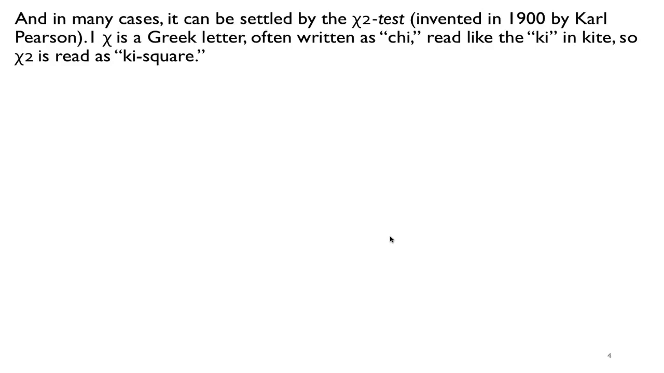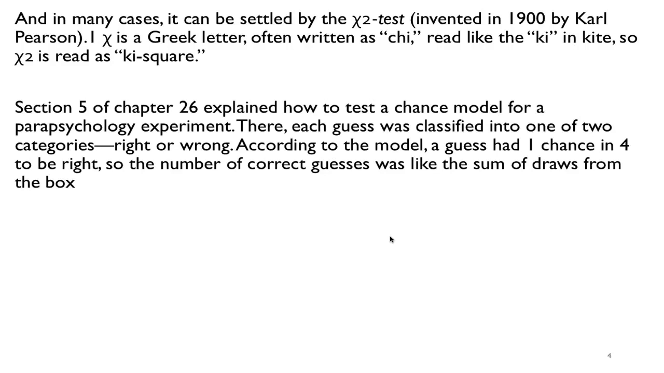Okay, so let's talk about the Chi-Square Test. This was invented in 1900 by Karl Pearson. Chi is a Greek letter. We pronounce it as chi, as in chi and kite. And so this test is called Chi-Square.